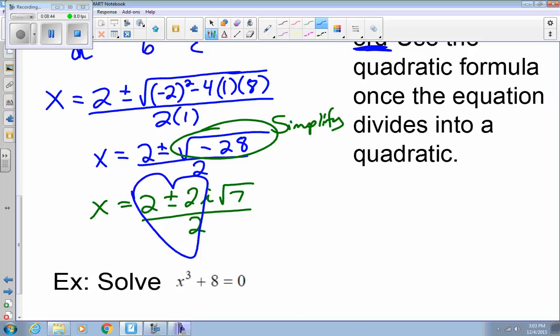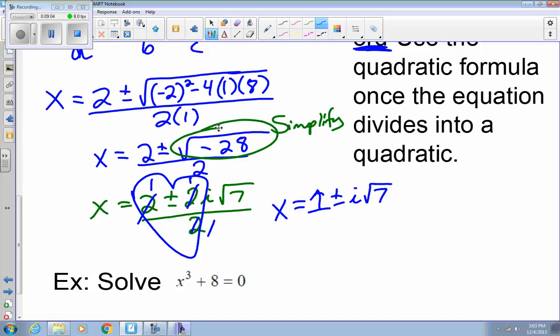2, 2, and 2 are all divisible by 2, so we divide them all by 2. You get 1, 1, and 1. So our final answer here is x equals 1 plus or minus 1i, which is just i, square root of 7, over 1, don't need that.